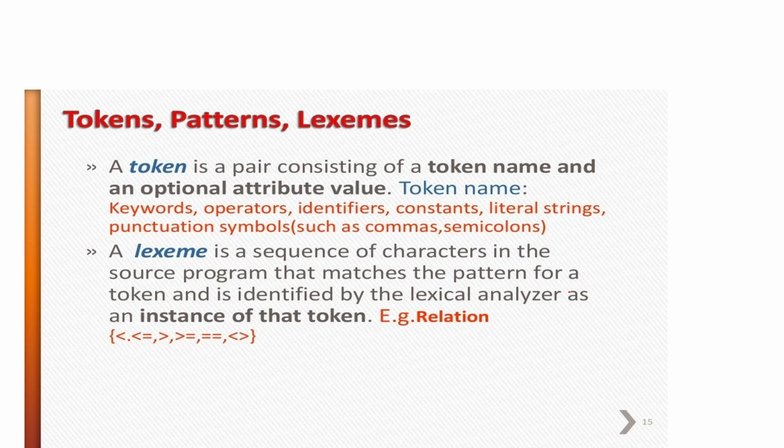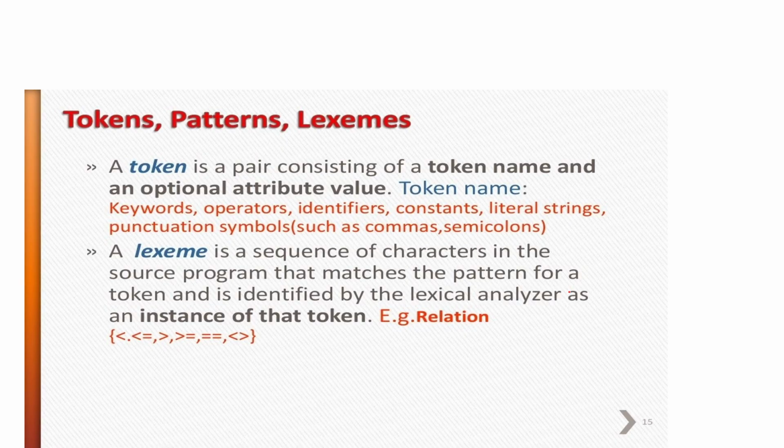What is a token name? It consists of keywords, operators, identifiers, constants, literal strings, and punctuation symbols. So this is actually a token. I repeat, a token is a pair consisting of a token name and an optional attribute value. What are the token names? We have keywords like if, else, then, int, float; these are all keywords.